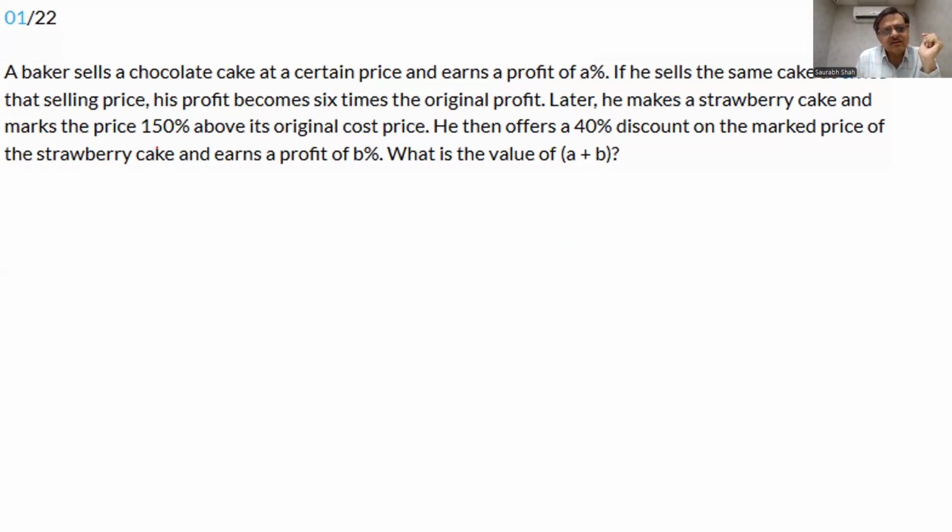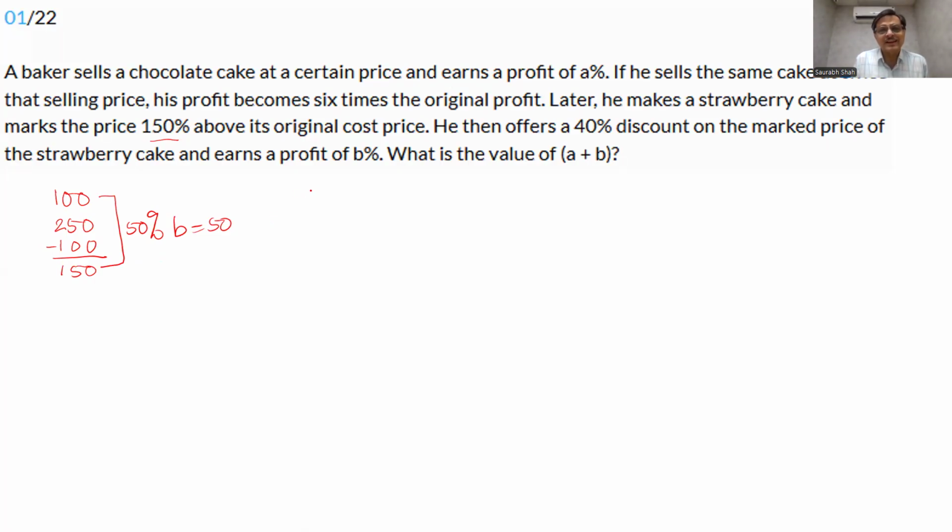The strawberry cake is marked up by 150%. So if the cost of the strawberry cake is 100 rupees, the markup price would be 250. Now we are given a 40% discount. 40% of 250 is 100 rupees. 100 rupees discount is given, which means it is sold at a price of 150 rupees. This gives us a profit percent of 50%. So we have B is equal to 50. This part was almost given to us directly.